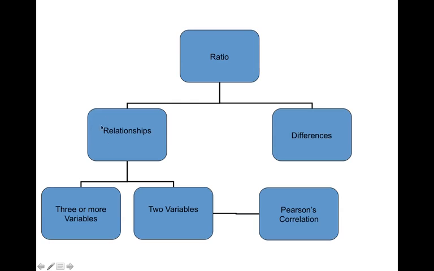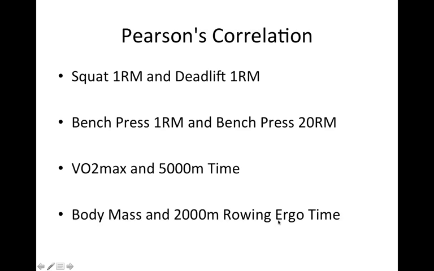If we're looking for significant relationships, then the next question is the number of variables involved. Are we looking for relationships amongst just two variables, or are we interested in three or more variables? If the answer is only two variables are involved, then the type of test that would be appropriate here is Pearson's correlation.